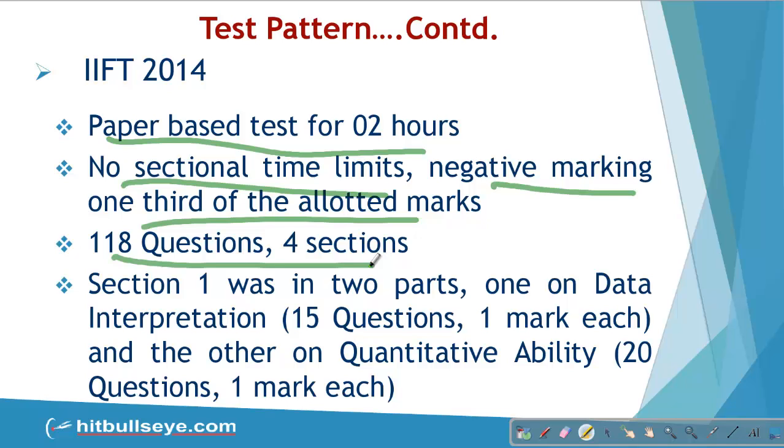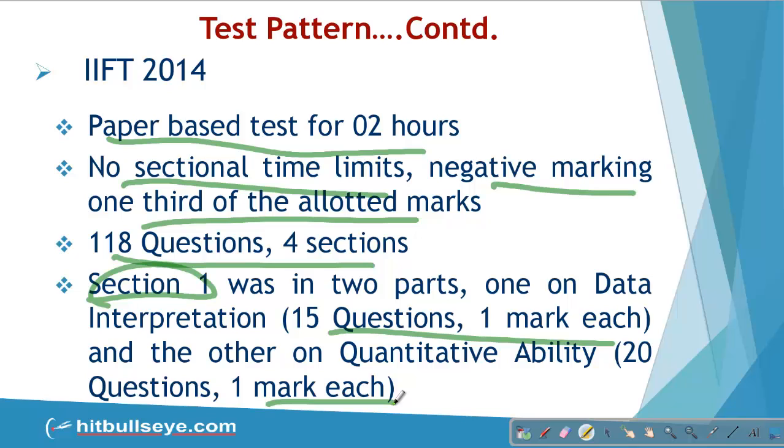Talking about the sections, let's look at section 1. Section 1 was in 2 parts. On one side, we had data interpretation with 15 questions, 1 mark each. On the other hand, we had the quantitative ability section with 20 questions, 1 mark each. So put together, we had 35 questions in this section with 35 marks.